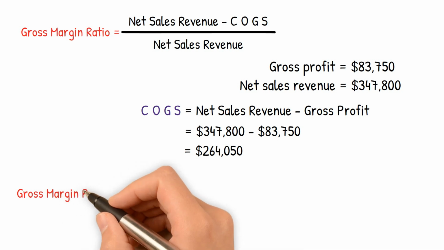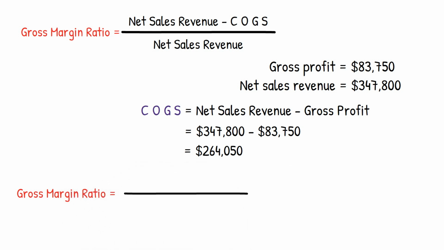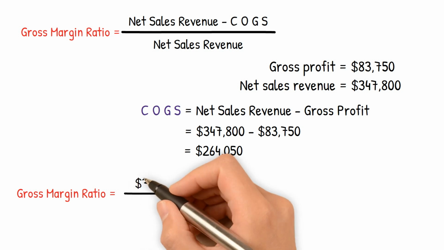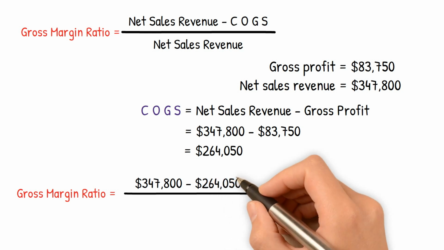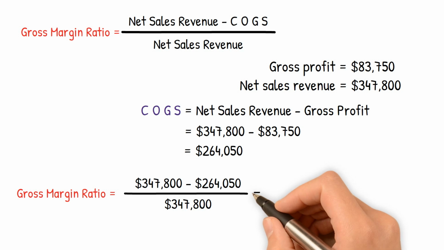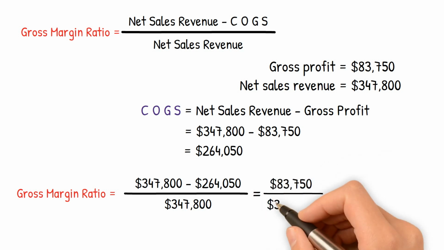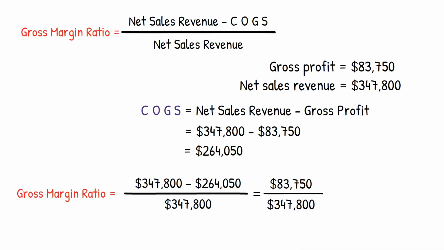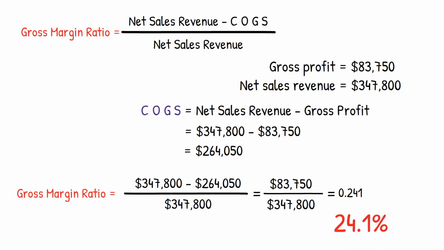Gross margin ratio equals net sales revenue minus cost of goods sold divided by net sales revenue. This gets us to gross margin ratio equals $347,800 minus $264,050 divided by $347,800, which translates to $83,750 divided by $347,800, or 0.241, which is 24.1%.